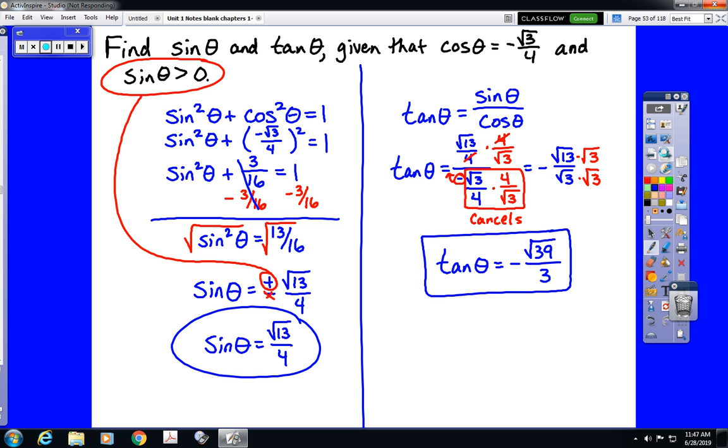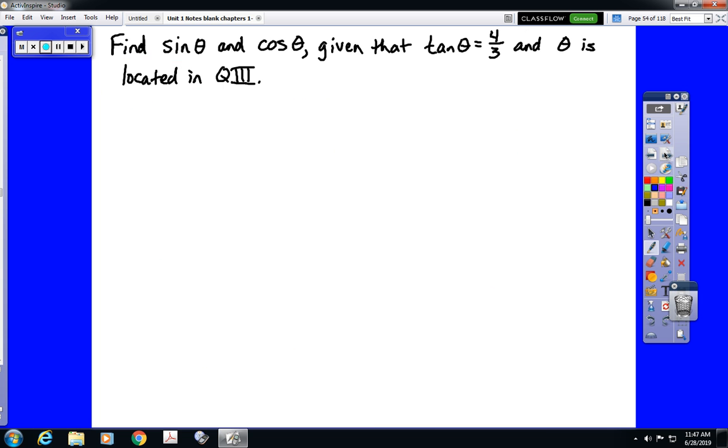Find sine and cosine, given that tangent is 4/3 and theta is located in quadrant 3. Now this is going to take a little bit of a trick because we know tangent, but we do not have an equation that relates tangent directly to sine or cosine. We have one that relates tangent to secant, so we can find the secant very easily.